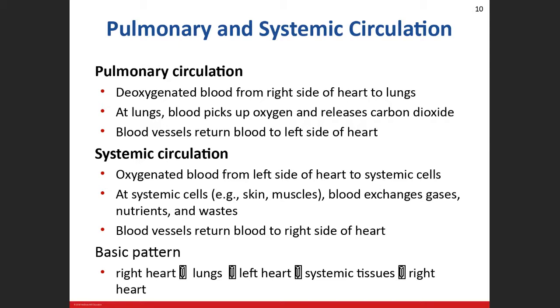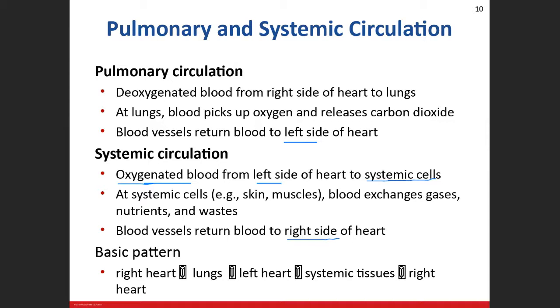So that pulmonary circulation is going to then send that blood from the lungs back to the heart, but on the left side of the heart, so we can get pumped out to your body. So that's where the systemic circulation comes into play. That's oxygenated blood. It comes from the left side of the heart, and it's going to go out to all the cells in your body. And then that's where we're going to get the exchange of nutrients and wastes and respiratory gases and whatnot. And then all that blood gets returned to the heart on the right side.